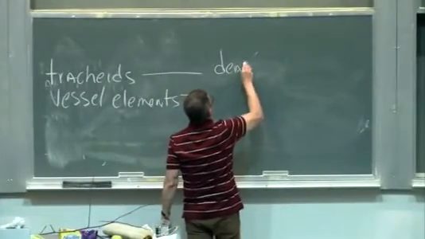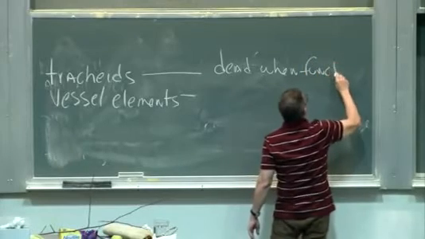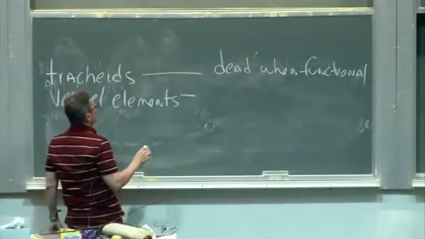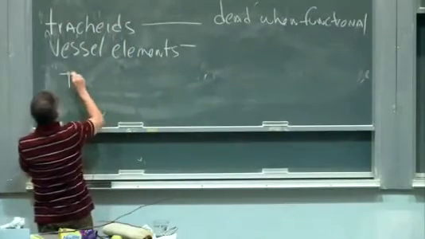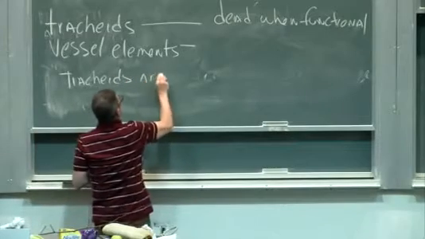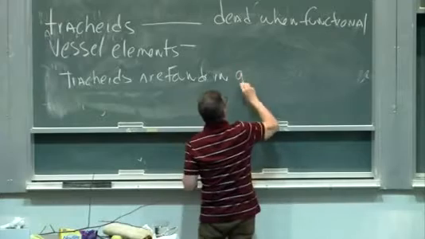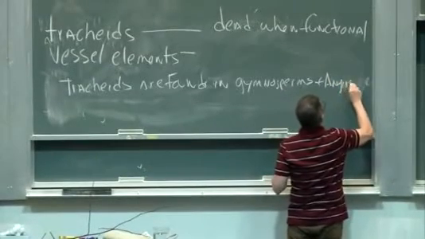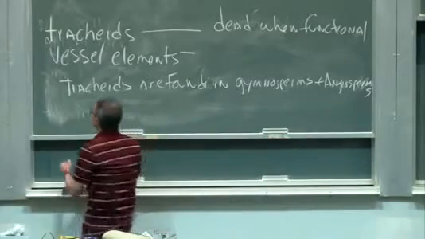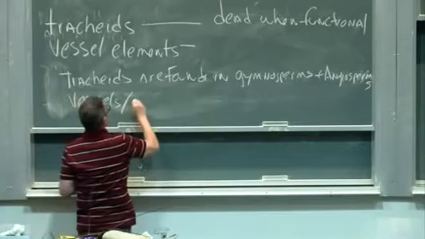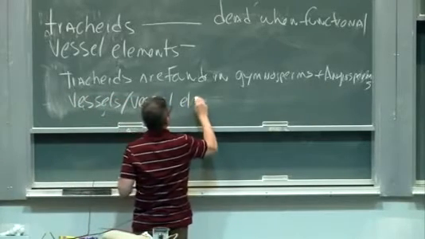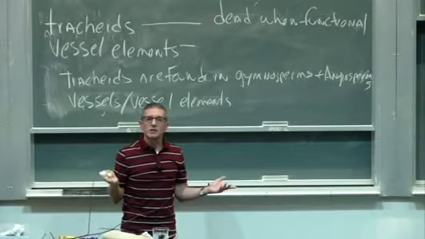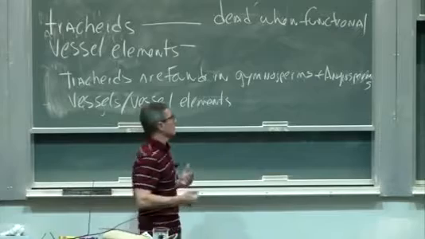First thing we want to say is that they are dead when functional. And we'll talk about what this means in a moment. Dead when functional. Now let's talk about the two particular cell types, and we'll begin by saying that tracheids are found in gymnosperms and angiosperms. Whereas vessels, or vessel elements is more appropriate, are found only in angiosperms. So when the gymnosperms evolved, they didn't have vessels. And when the angiosperms evolved, part of that evolution involved vessels.